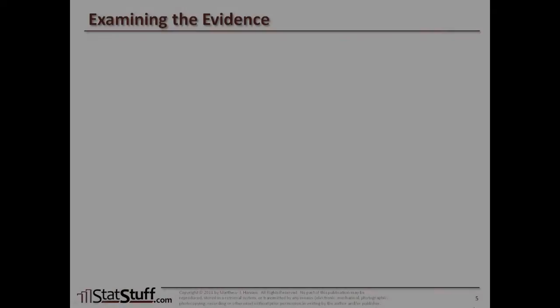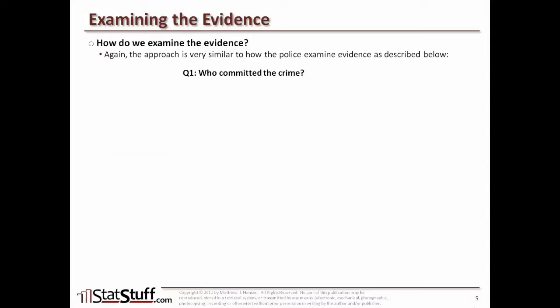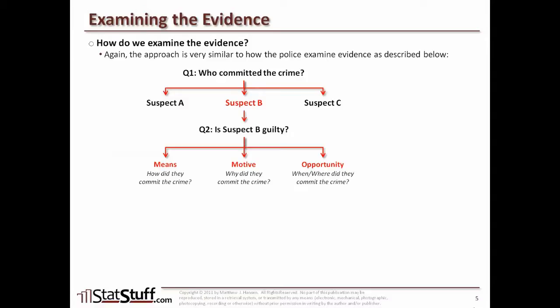Now let's talk about how we can examine all the evidence. When we examine the evidence, we're going to use an approach that's very similar to how police might examine evidence. So let's walk through that example. The first question they might ask is, who committed the crime? They might have several suspects they're looking at. So let's say for one of those suspects, they move on to the next question, which might be, is suspect B guilty? To determine if they're guilty or not, they have to look at means, motive, and opportunity. Means being how did they commit the crime, motive being why did they commit the crime or what's the incentive behind it, and opportunity being when and where did they actually commit the crime.